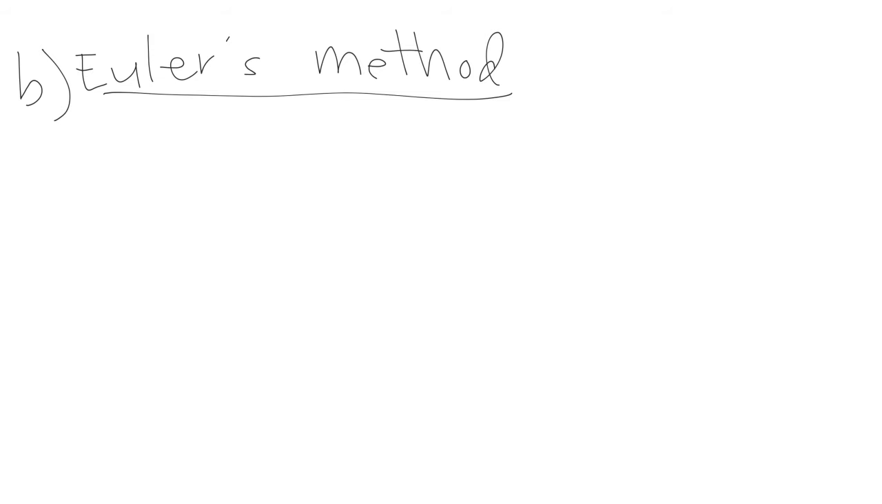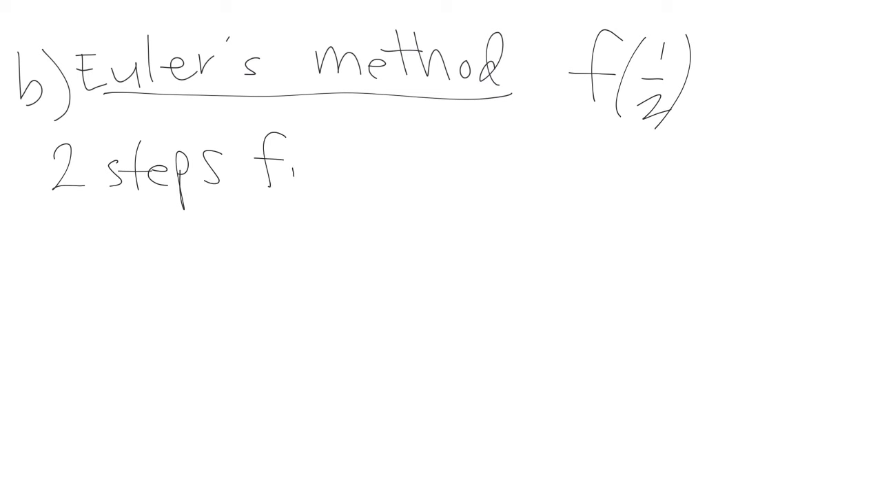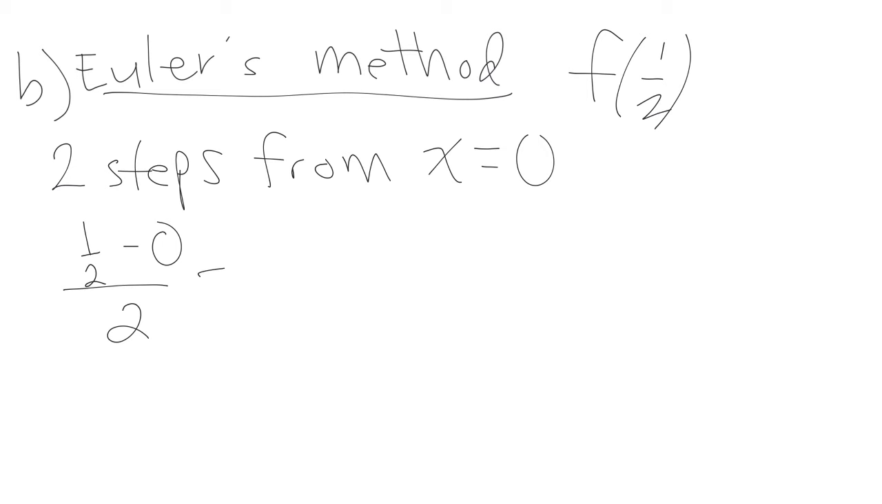All right, so for B, we are computing Euler's method. So we want f of 1/2, two steps from x equals 0. So 1/2 minus 0 divided by 2 equals delta x, which equals 1/4.